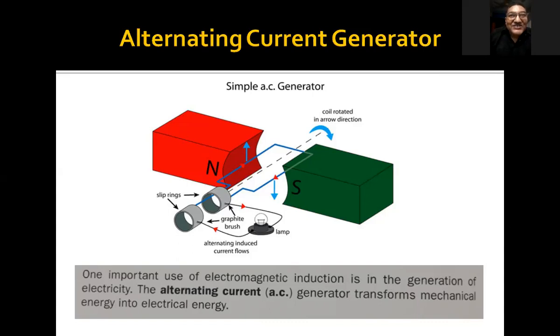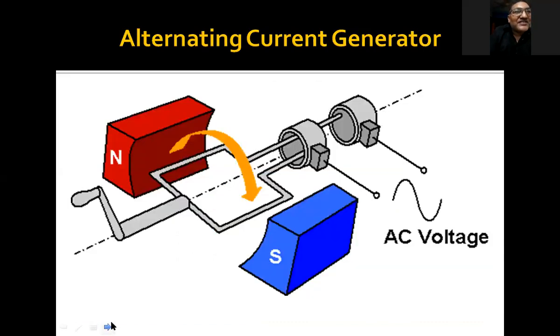Remember, there are two slip rings, and one slip ring is connected with one side of the coil, and the other slip ring is in contact with the other side of the coil. With the slip rings we have carbon brushes, and with the carbon brushes we have connecting leads, wires, and then we have a lamp here. So very simple structure of this AC motor, AC generator. So let's go to the next slide.